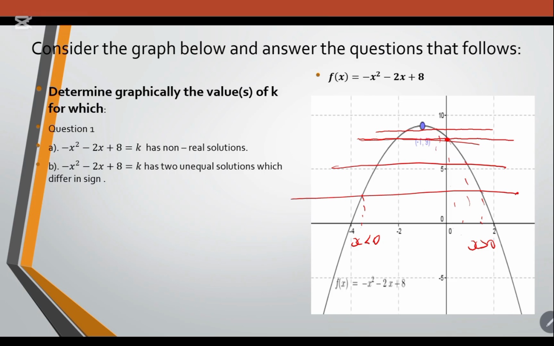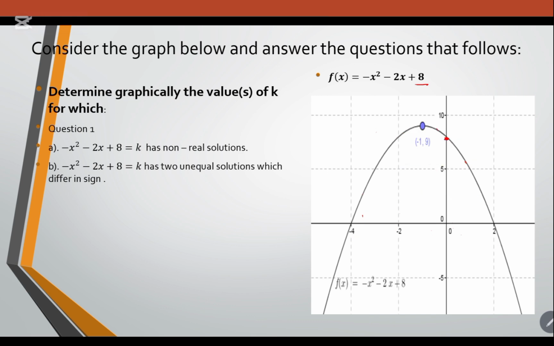So both the values of x will be negative. So it is when the constant line is below the y-intercept of the graph. So what is the value of y at the y-intercept? The value of y at the y-intercept is 8 from the graph there. The y-intercept here is 8.